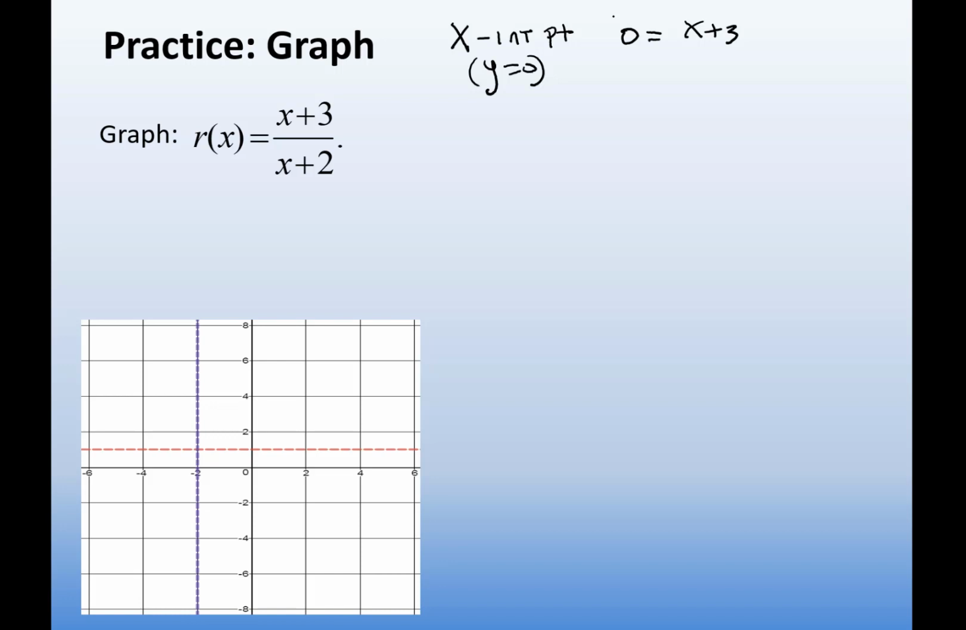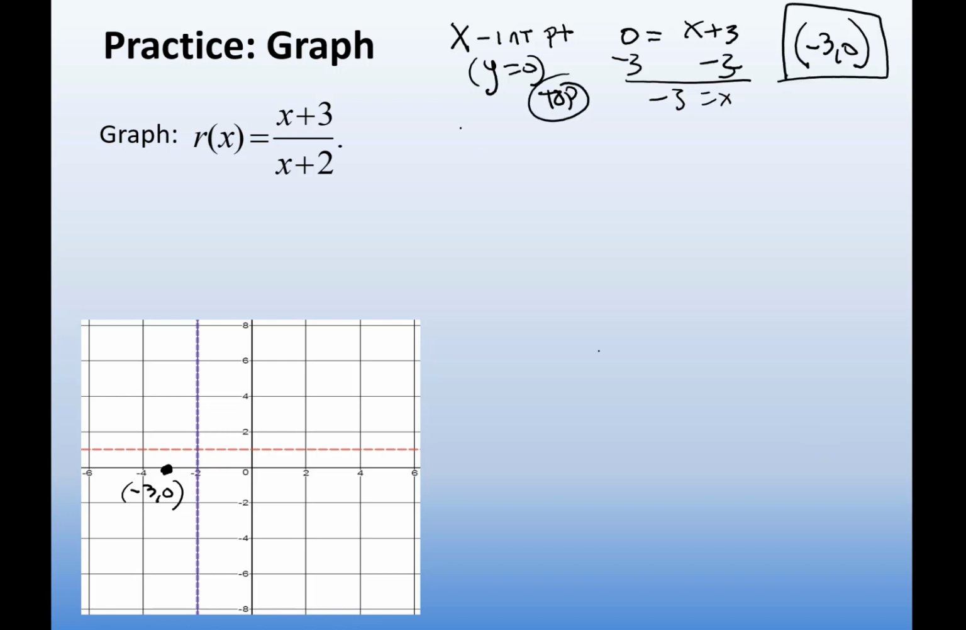And when we solve this, minus 3, of course we get negative 3 equals x. So our x-intercept point is negative 3, 0. I'm going to put that on my graph right now. That's the first thing I've got now. It's counting by 2, so negative 2, negative 4, is my point, negative 3, 0. Next, so remember the shortcut there was about the top. I'm going to put a circle around that, or a box.